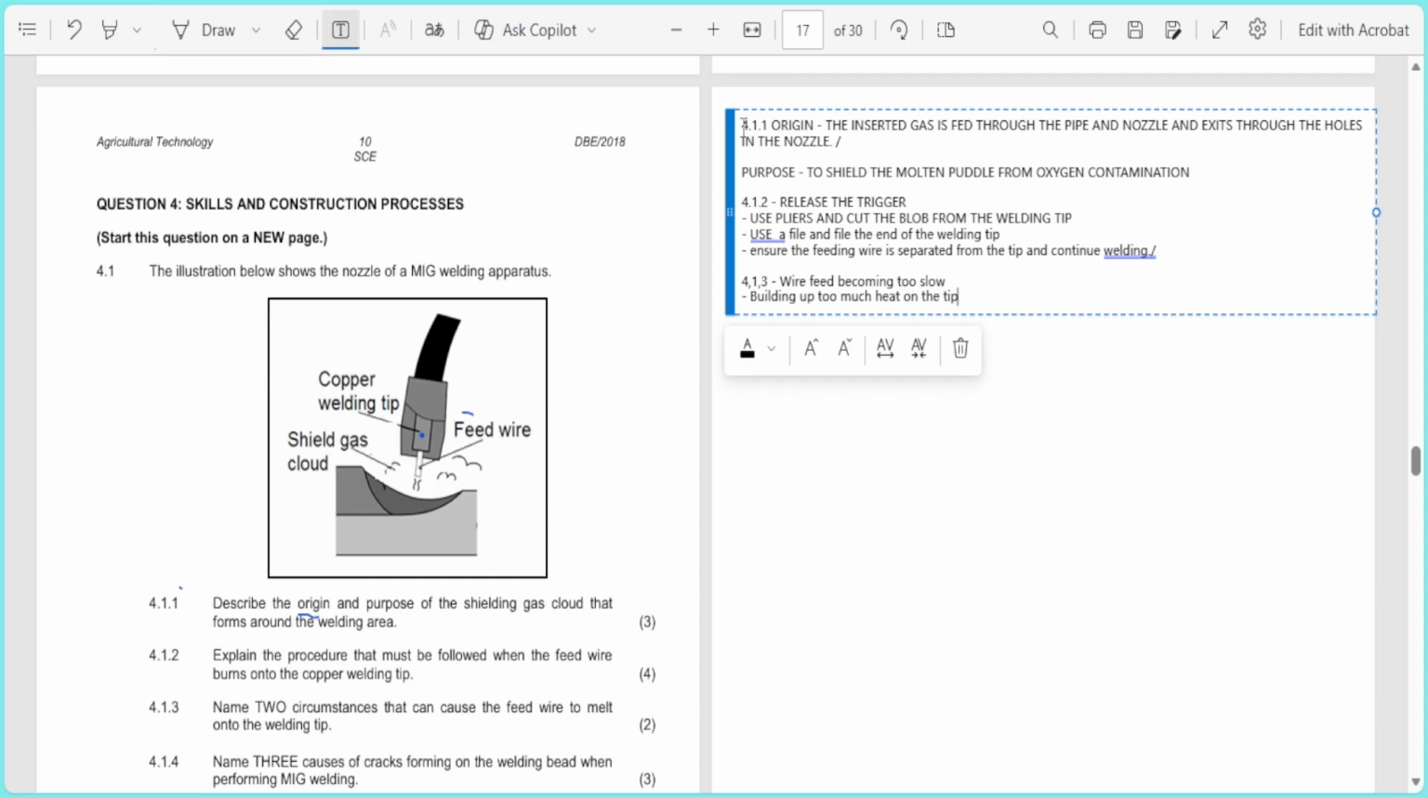So the wire feeding speed needs to match your travel speed. That is the main idea with the first point, the wire feeding becoming too slow. So you need to match your traveling speed. Too slow and you are basically cooking the wire at the tip. So you need to match your speed.